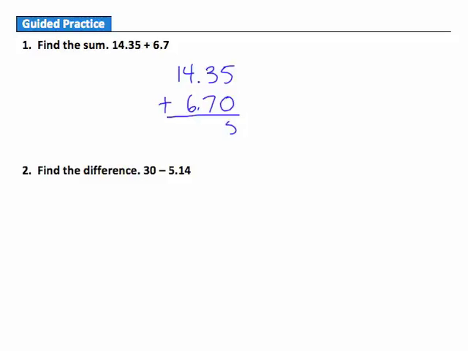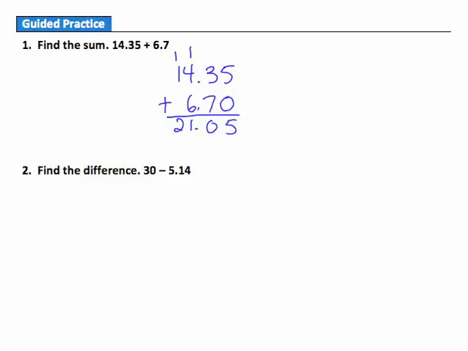5 plus 0 is 5. 3 plus 7 is 10. Write the 0, carry the 2. 1 plus 4 is 5. Plus 6 is 11. Write the 1, carry the 1. And then 1 plus 1 is 2. So I get an answer of 21.05.